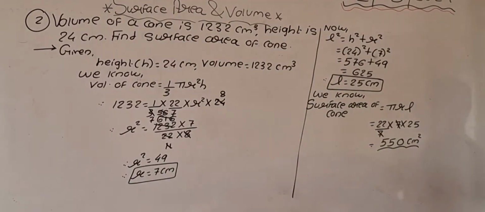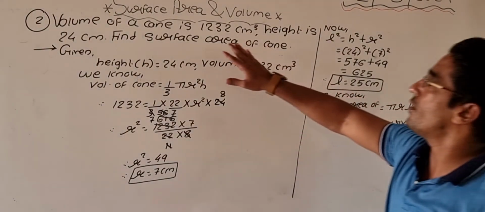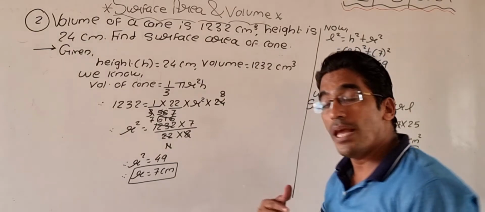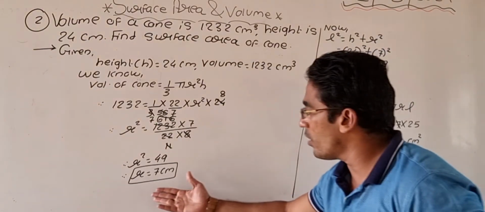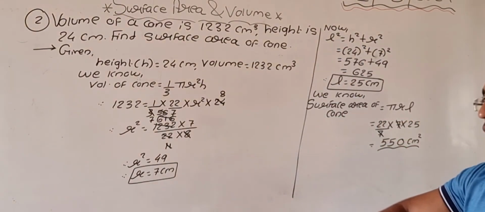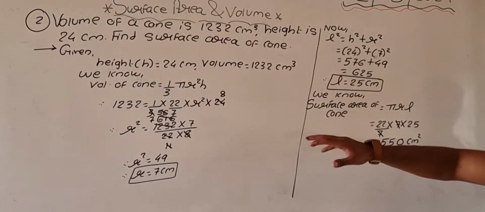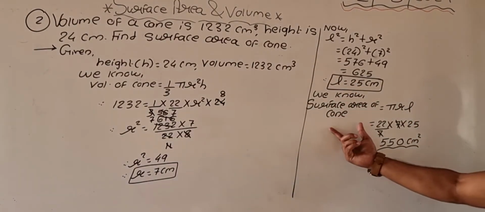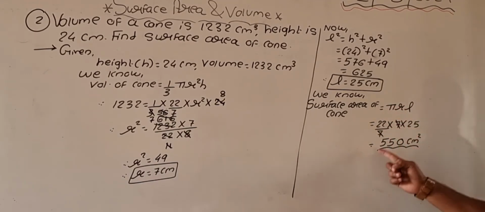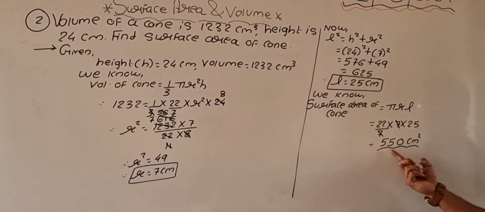So where is this sum? These sums can be asked for 3 marks. They had given us the value of volume. So applying the formula of volume of a cone, I got the value of r. I know the value of r, I know the value of h, so I found out the value of l. And once I get the value of l, what is the surface area of cone? Pi r l. I solved it and got the answer 550 centimeter square.